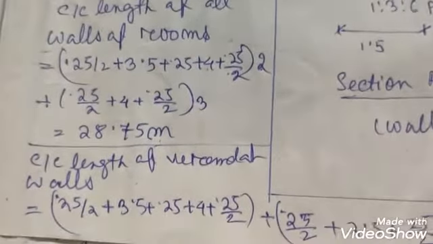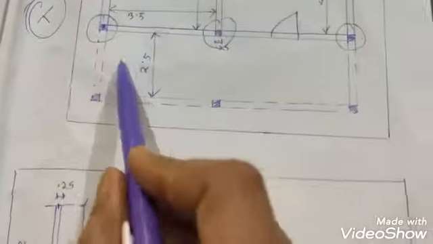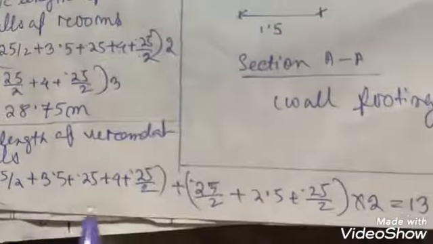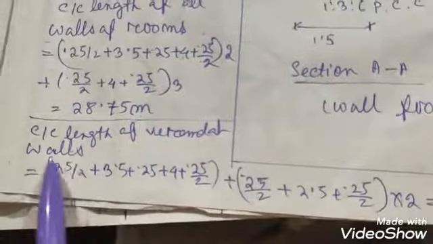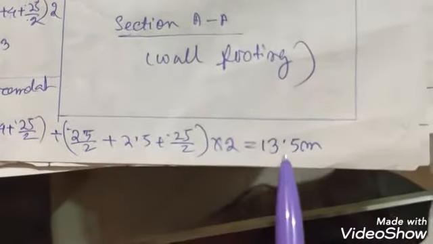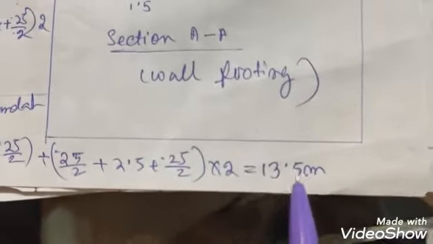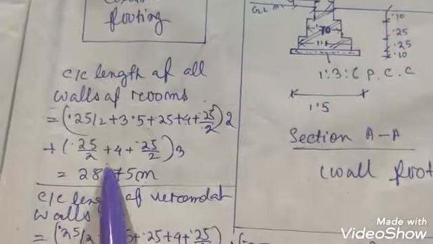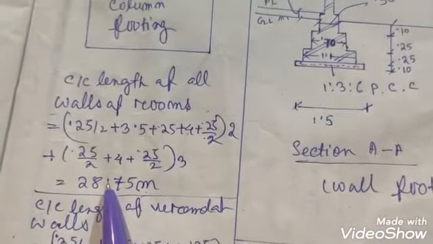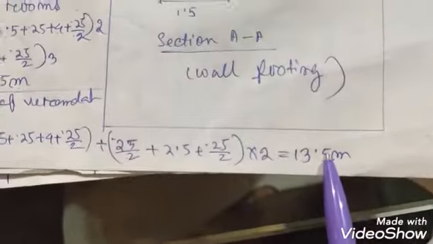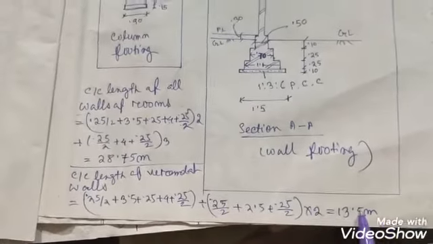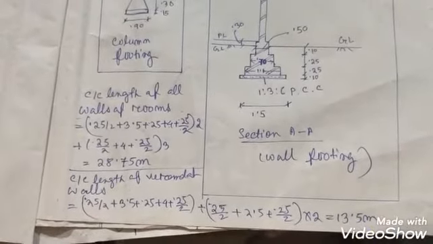There is no long wall, short wall calculation here. We are calculating all the walls together. So the total center to center length of all the walls of the veranda is coming out to be 13.5 meter. So this is the center to center length of all the walls of the rooms, and this is the center to center length of all walls of the veranda. Okay.